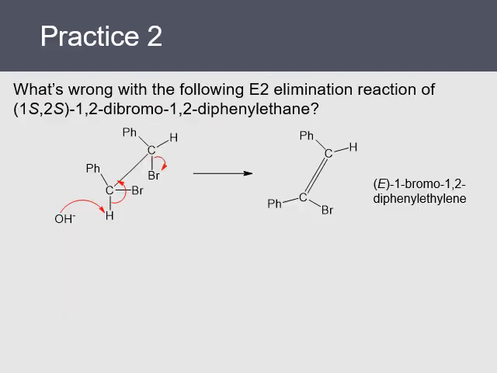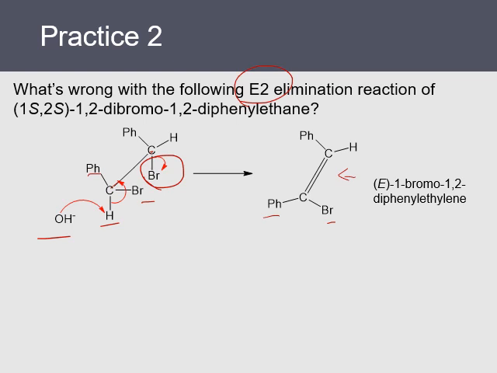Practice. What's wrong with the following reaction? It's an E2 elimination, and this is the base. It attacks this hydrogen, and the carbon-hydrogen bond breaks and goes to the carbon-carbon bond, and the leaving group leaves and forms a double bond. That is the predicted product, with bromine on the right side and phenyl on the left side.